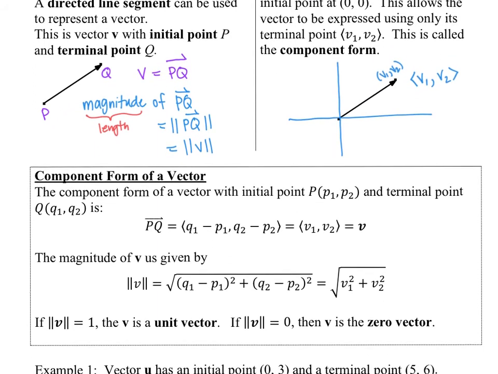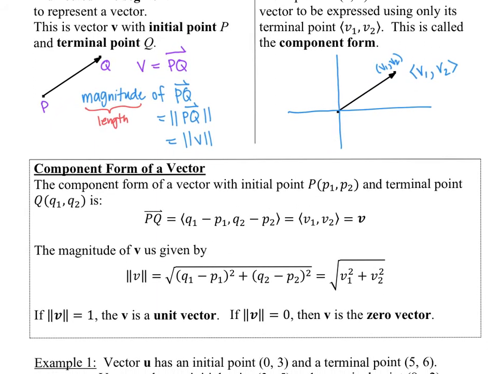Now the component form of a vector is the format you're going to want to use the most because it's the easiest to work with. So if they give you the terminal and initial point of a vector and you want to convert it to the component form, you just have to find the distance between the x's, so q1 minus p1, and the distance between the y's, q2 minus p2. Just make sure that you always do the terminal minus the initial. Otherwise, you have it going in the opposite direction, and remember, the direction matters.